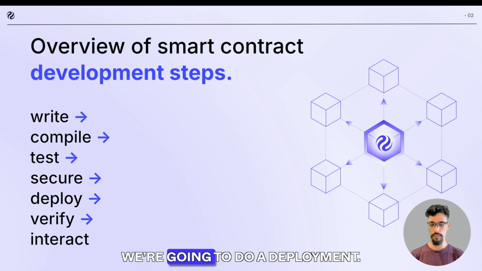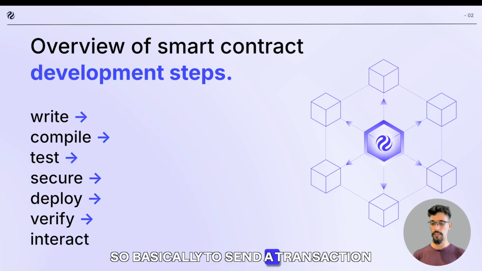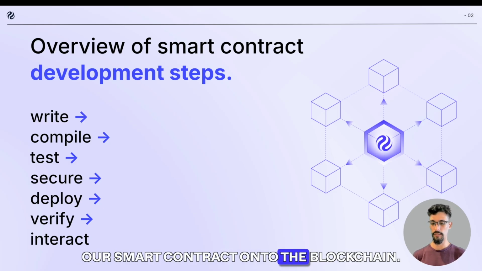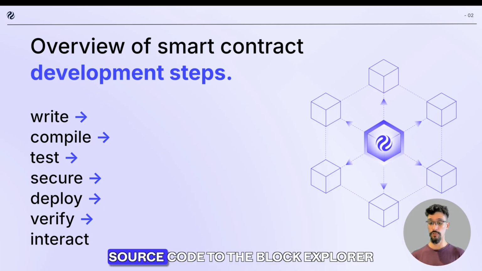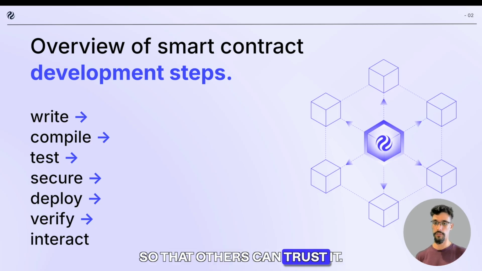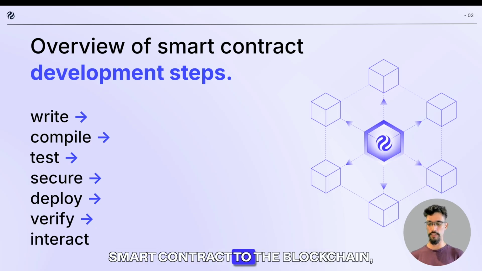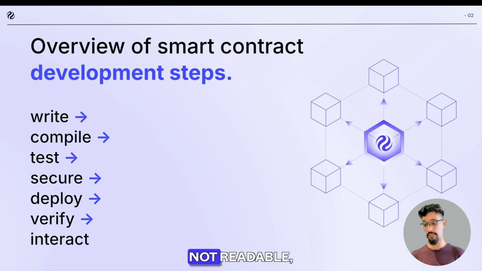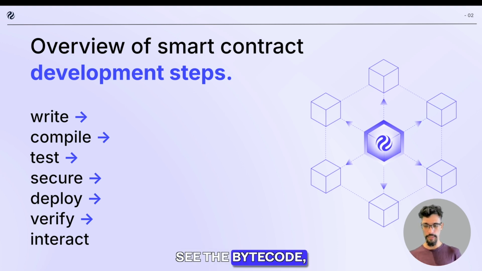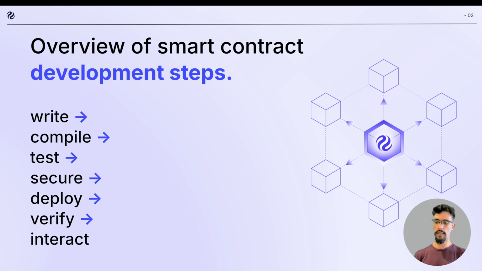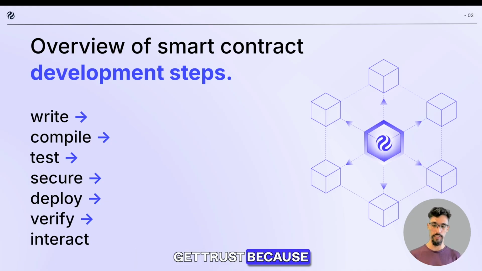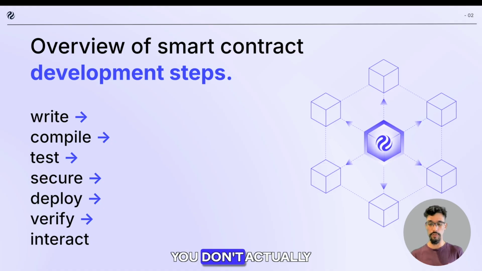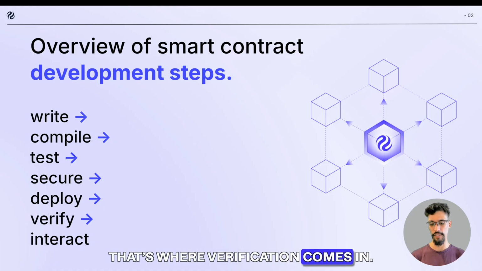Then after that, we're going to do a deployment. So this is to send a transaction that will put our smart contract onto the blockchain. Then we'll verify. So this is publishing our source code to the block explorer so that others can trust it. So when you deploy the smart contract to the blockchain, it is just EVM bytecode that's not readable. So anyone can see the bytecode, and that bytecode can never change because it's immutable, and that connotes some level of trust. But it is insufficient to fully get trust because you don't actually understand what that code does. So to have that understanding, that's where verification comes in.